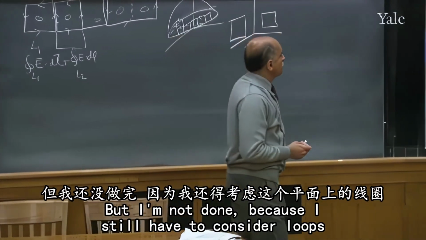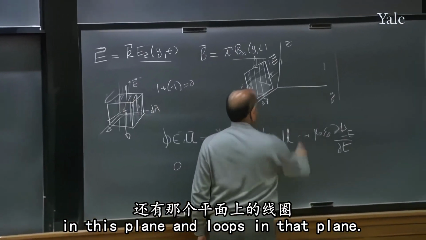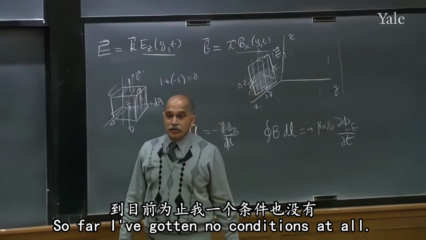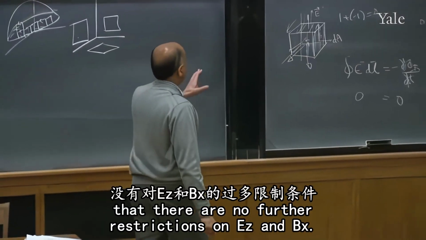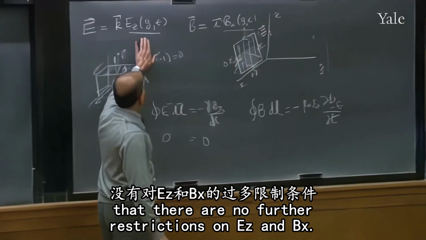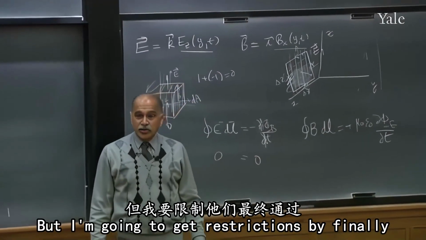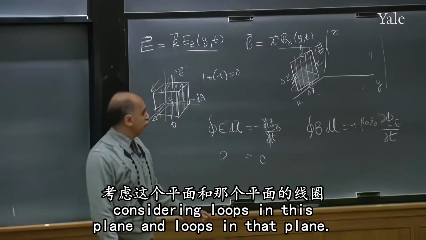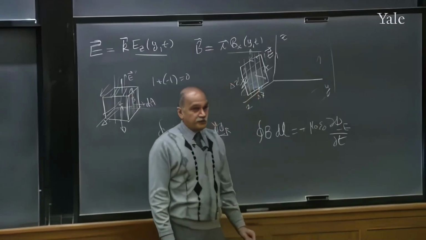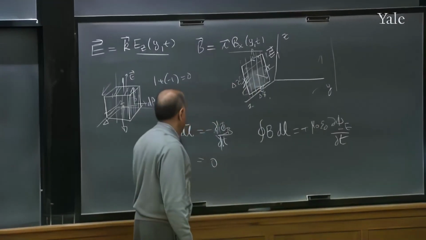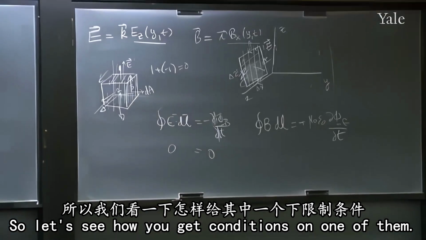But I'm not done because I still have to consider loops in this plane and loops in that plane, because so far I've gotten no conditions at all. What this means so far is that there are no further restrictions on Ez and Bx. There can be anything you like. But I'm going to get restrictions by finally considering loops in this plane and loops in that plane. So let's see how you get a condition on one of them.